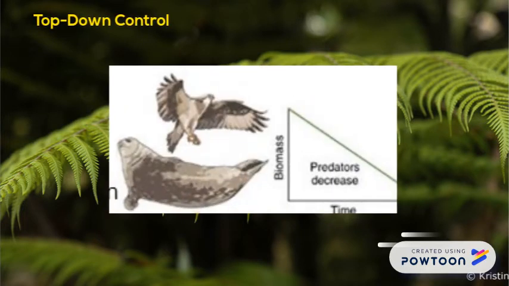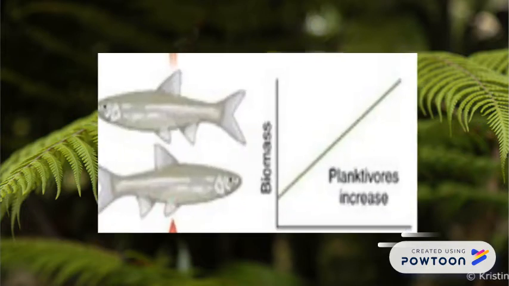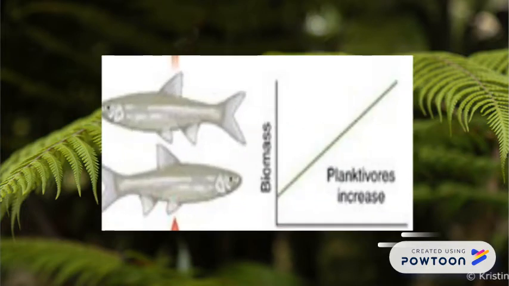In the top-down approach, chemical, physical, and human factors affect the top-level predators, which affects the lower levels. For instance, when predators like sea otters decrease in numbers because they are not favored by the environment, their food source, which is the anchovy fish, will increase in numbers because they are liberated from predation.